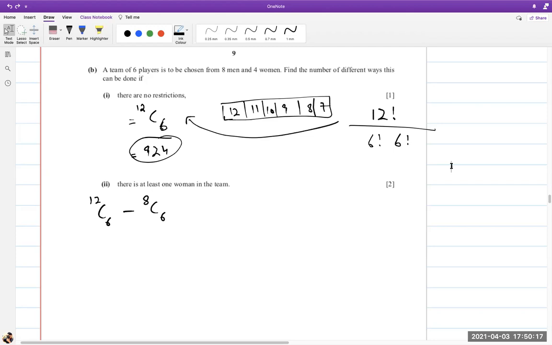Yeah, we get the same answer. Why are we dividing by 6 factorial? Because there are going to be 6 members and the order doesn't matter, right? So for every one member, there's going to be 6 factorial repetitions.